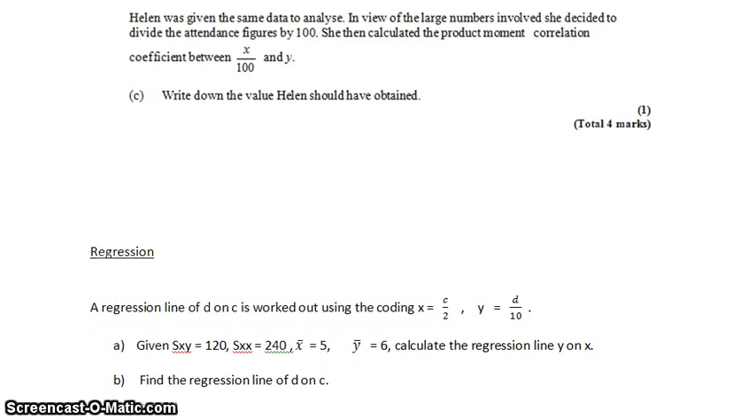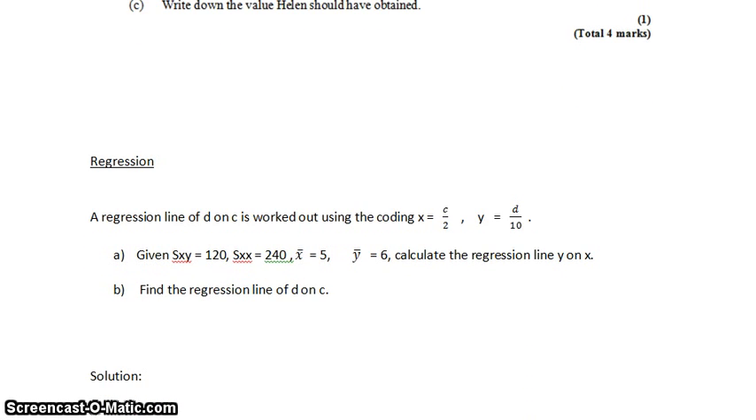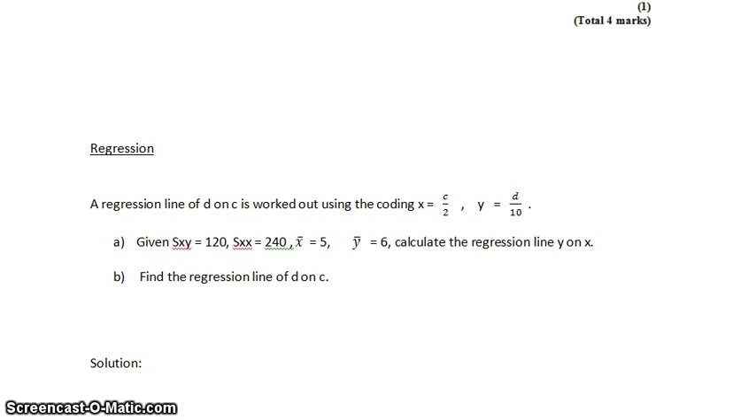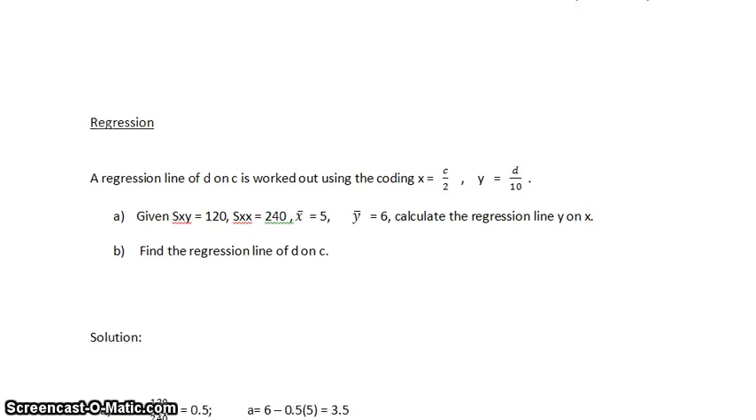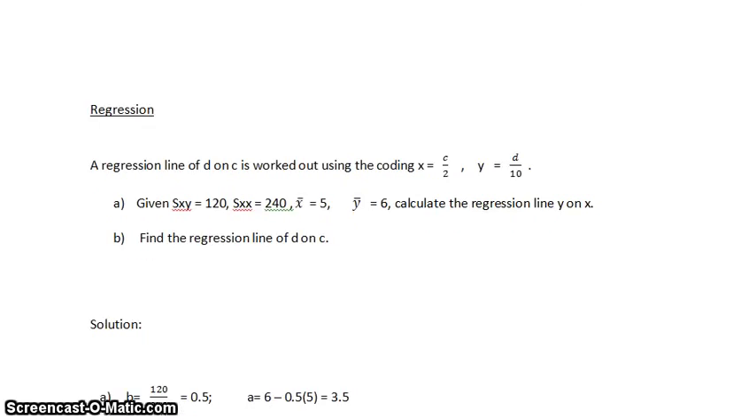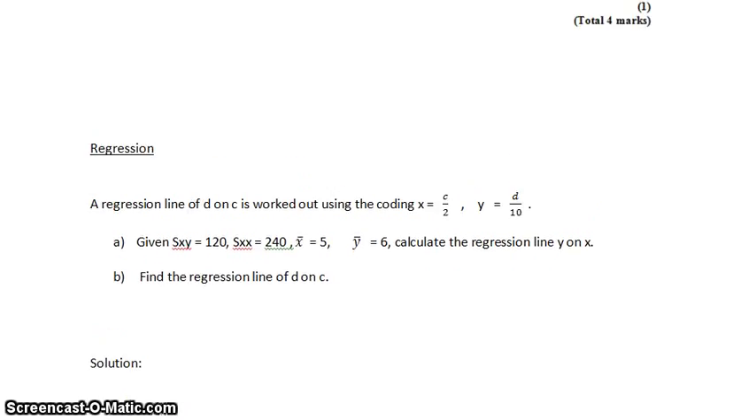Okay, that's nice and easy. Regression, a little bit more complicated. Let's have a look at what we might need to deal with for regression if we can use coding. So let's say a regression line of d on c is worked out using this coding, and we're given some summary statistics for x and y. We're given the mean x bar and y bar, and you're asked to calculate the regression line y on x.